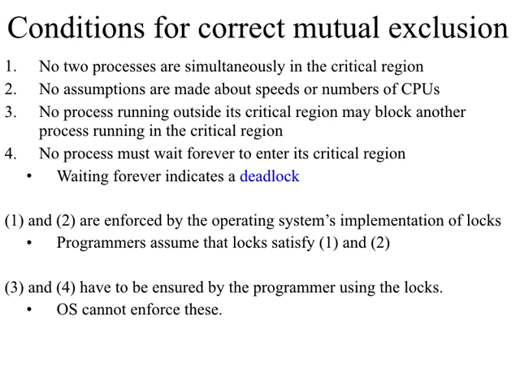Conditions 1 and 2 are generally enforced by the operating system. If the operating system provides locks to guard a critical section, and as long as the programmer uses those locks, the operating system should guarantee that two or more processes don't end up in the critical section at the same time. Conditions 3 and 4 are generally the programmer's responsibility. The operating system cannot enforce these.